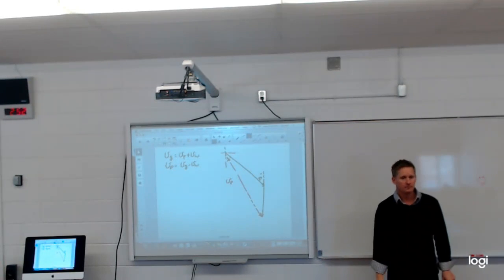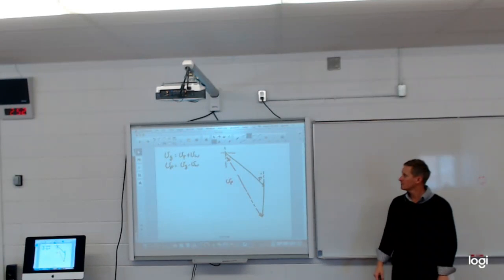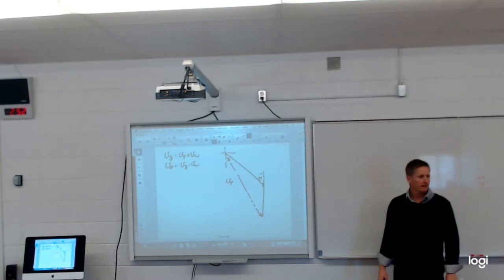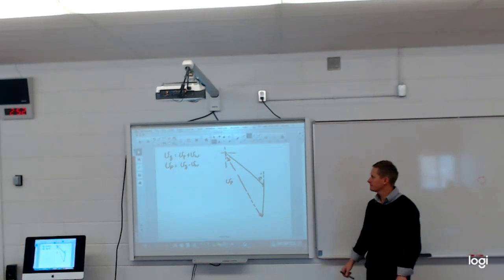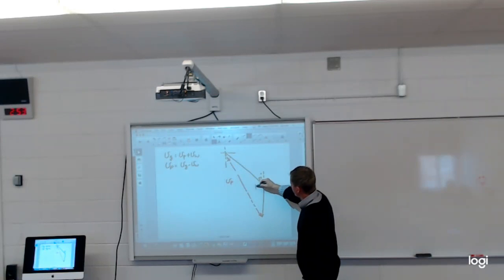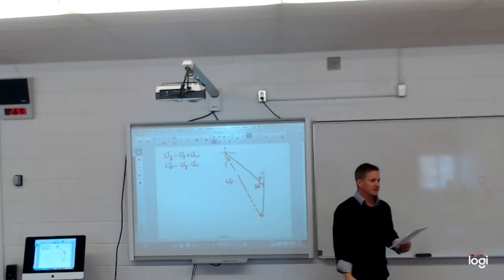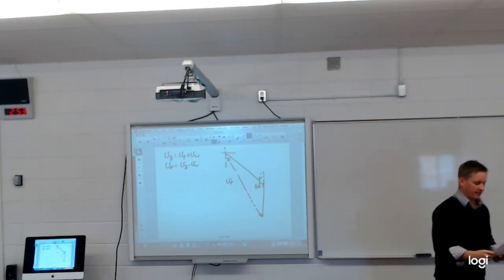Why do you have 20 degrees there? Oh, never mind. This one, then you just have 180 lines back to each other. So now I have 160 degrees right here.